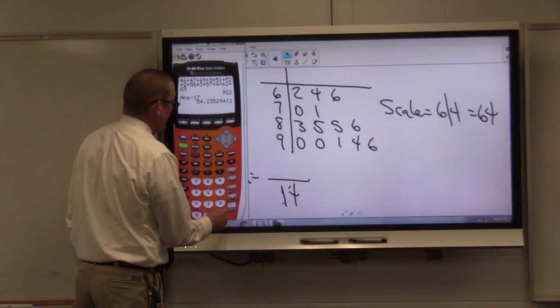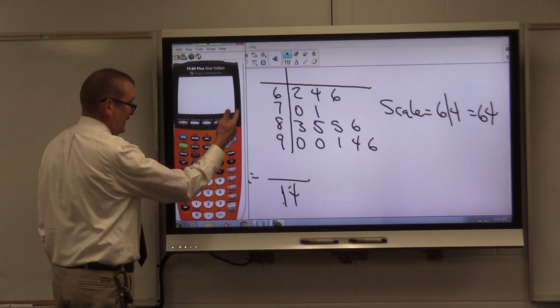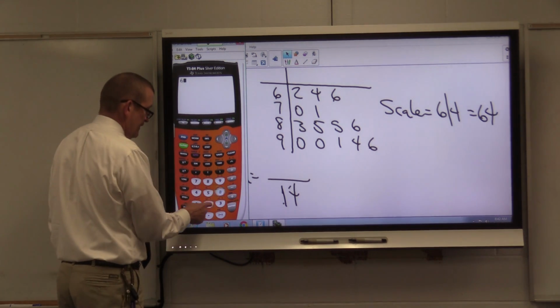Then I'm going to calculate the sum of all the quiz scores in this data set. So again, you should be doing this now. Take your calculators and add them up.